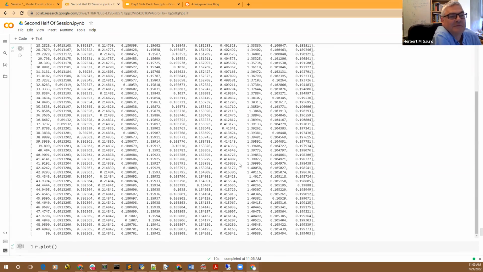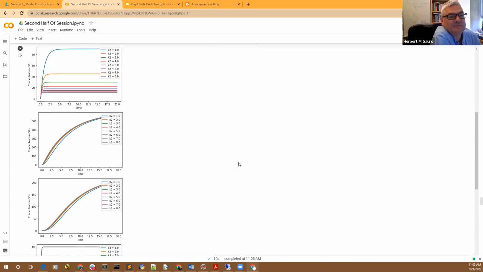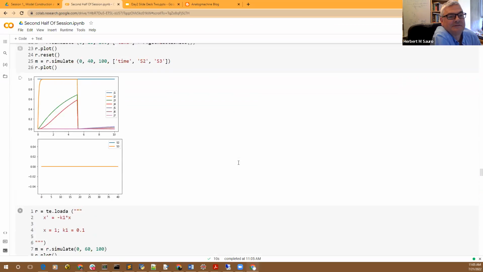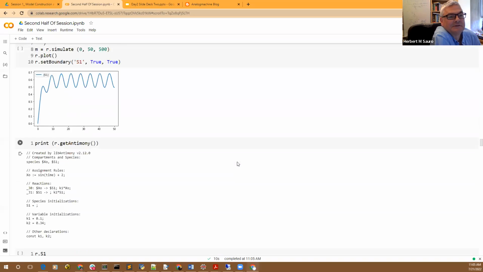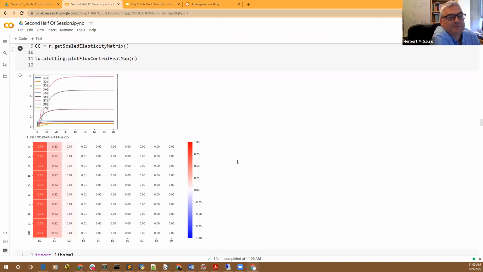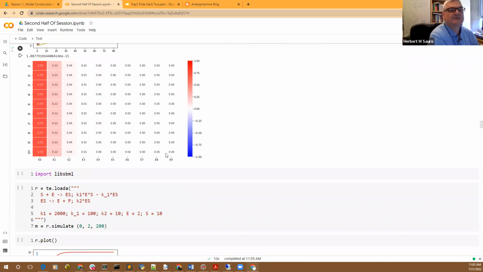Let me scroll back up here and I can show you some heat maps. Oh, here we go. These are the kind of heat maps you might get. This is actually the flux control heat maps. The red ones are the most sensitive, and the light ones are not sensitive at all. If they're blue, it means they're negative. Red means they're positive. So you can get a quick snapshot of the distribution of sensitivities in a pathway.